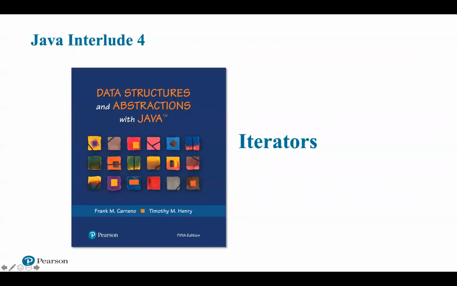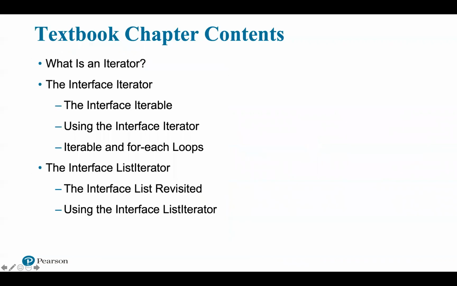For this Java interlude, these are the topics in this chapter, but let's focus on what an iterator is, and we'll dialogue about this in a few different ways. An iterator is an object that traverses a collection of data. During the traversal, you can look at the data entries, modify them, add entries, and remove entries. The Java class library contains two interfaces, Iterator and ListIterator, that specify methods for an iterator.